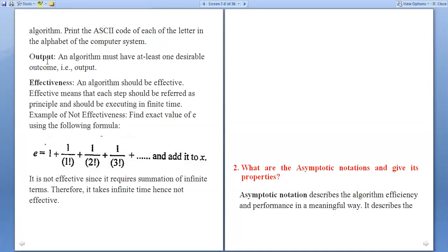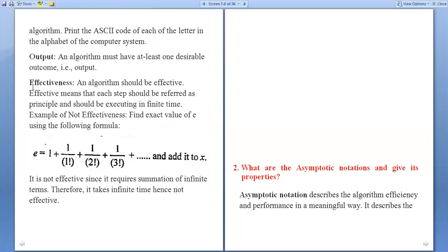So, output: an algorithm must have at least one desirable outcome. So the algorithm should have an output, one output, maybe more than one output. That should be the required output which a client needs.